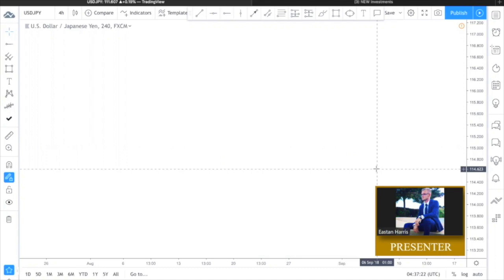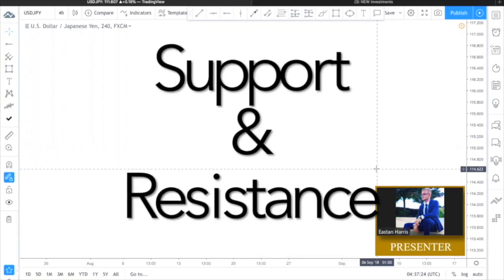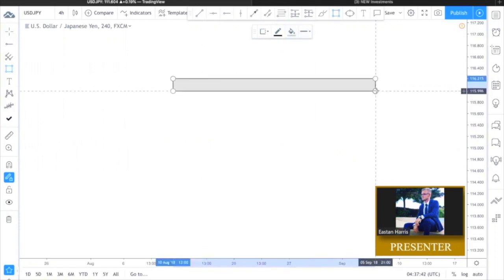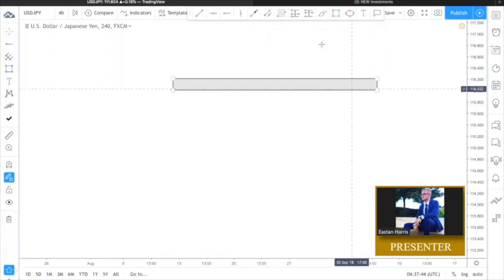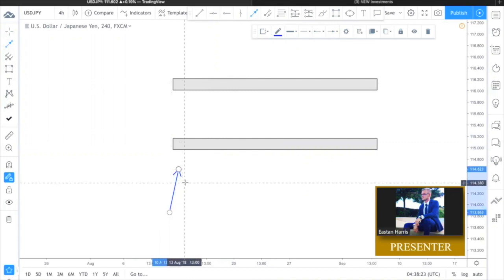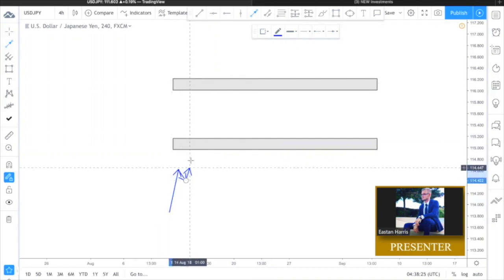In this video, we're going to be talking about support and resistance, so everyone has a basic understanding and is completely clear on what we're talking about when we say support and resistance. Price reacts off levels within the market.